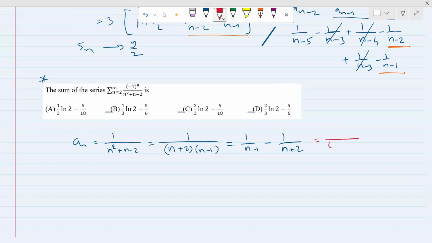Multiply 1 by 3. 1 by 3, n plus 2 minus n. So you'll have 3 upon this. So you need to multiply by 1 by the 3 factor to balance. So 1 by 3 times this. Is that okay for all of you?